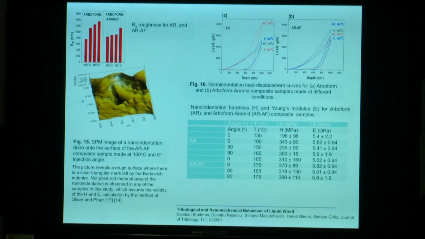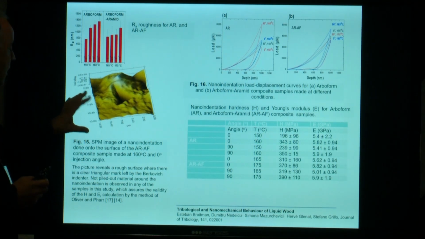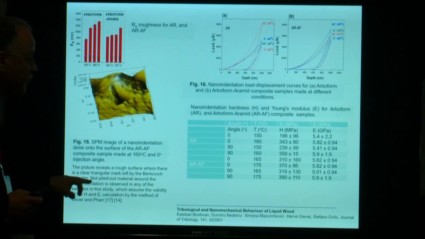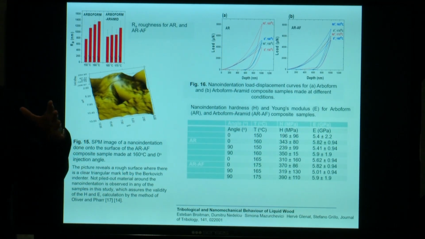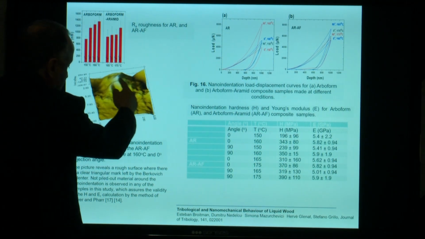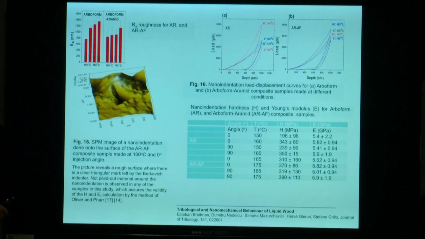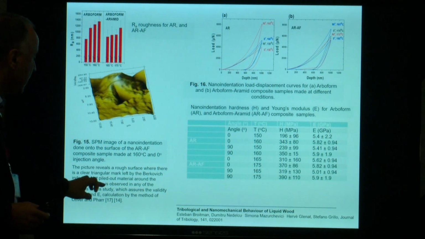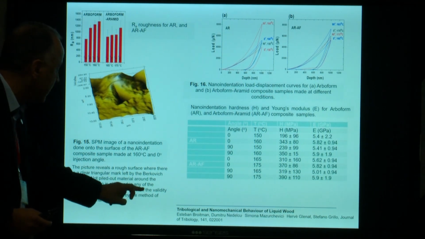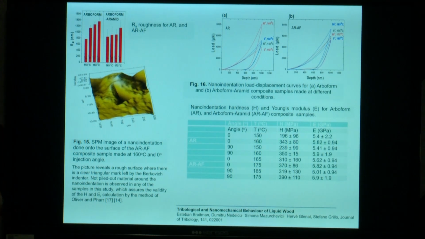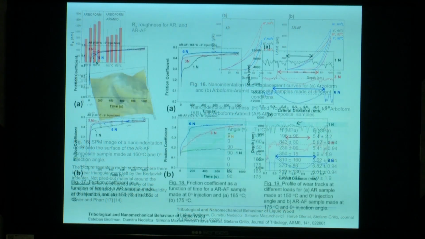and the Young modulus 5.9 gigapascals. The SPM also, imagine, it's very important because you can see the picture reveals a rough surface and there is no piled-up material, okay? No piled-up material, I mean without agglomeration of the material around the indentation. So this is quite important because it assures the validity of the micro hardness and Young modulus. There are, of course, technical literature relations in order to make the calculus, I mean Oliver and Pharr.